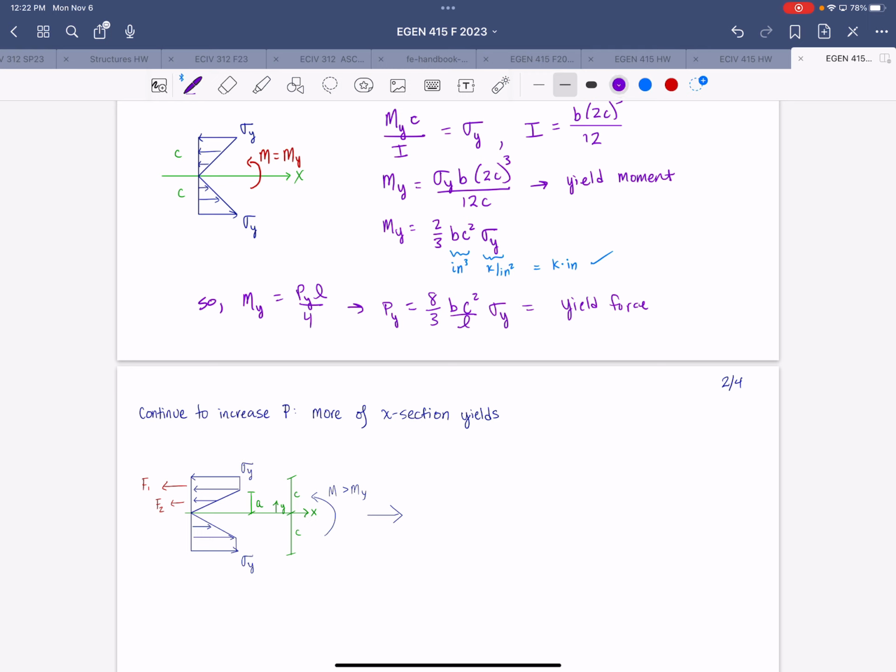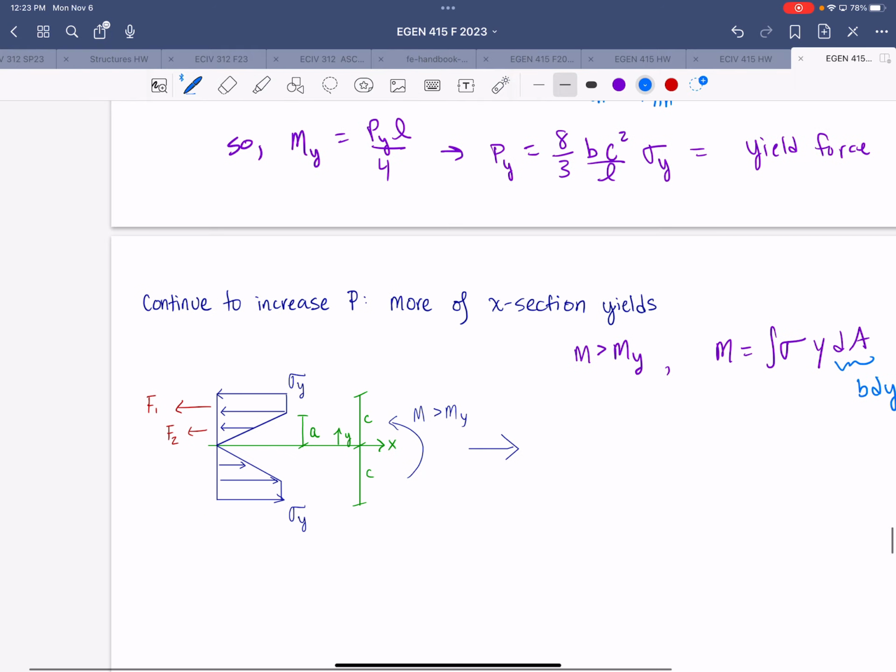And we also know, since we have our moment greater than the yield moment, that the moment is equal to the integral over the area of the normal stress times the moment arm, which is the variable distance y. All right, so for a constant width rectangular cross-section, dA can be substituted with b dy, since b is constant.